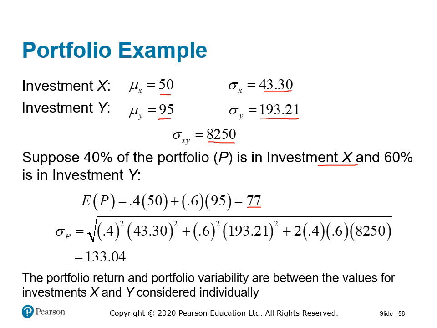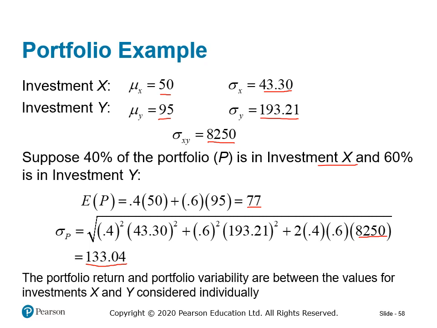The standard deviation of my portfolio is 0.4 squared times the standard deviation of X, which is 43.3 squared, plus 0.6 squared times the standard deviation of the aggressive portfolio Y, 193.71 squared, plus 2 times 0.4 times 0.6, the percentage that I have in X times the percentage I have in Y, times the covariance, which is 8,250, and here my standard deviation is 133.04.